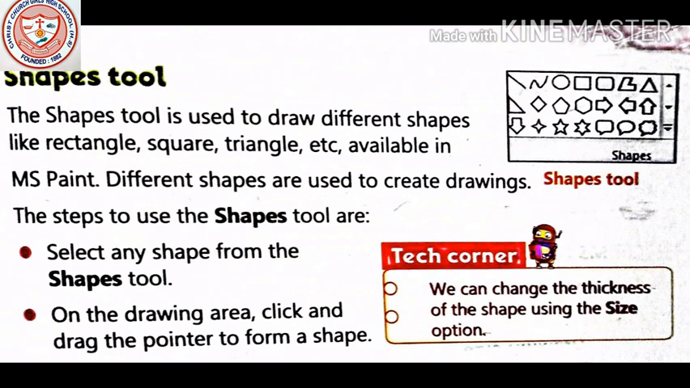The shapes tool is used to draw different shapes like rectangle, square, triangle, etc., available in MS Paint. Different shapes are used to create drawings.